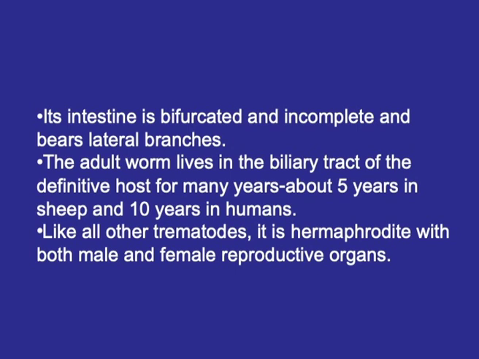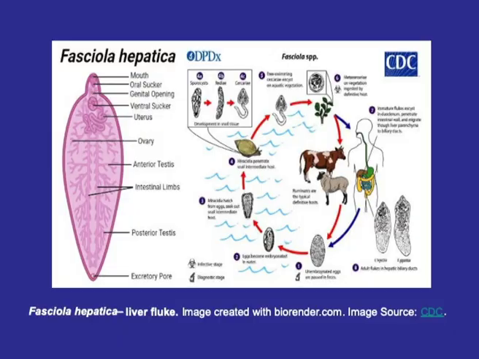Once they enter the bile duct, they live there for 5 years in sheep and up to 10 years in human beings. And these are hermaphrodites, that means both male and female reproductive organs are present in the same organism. So, if you see the structure, you can easily identify that the uterus and testis are present in the same organism.